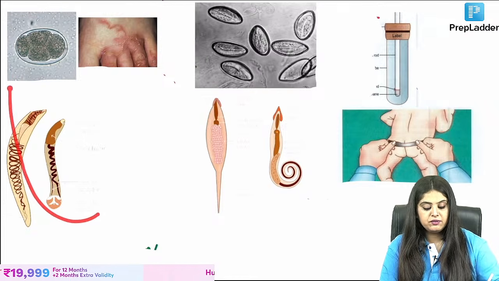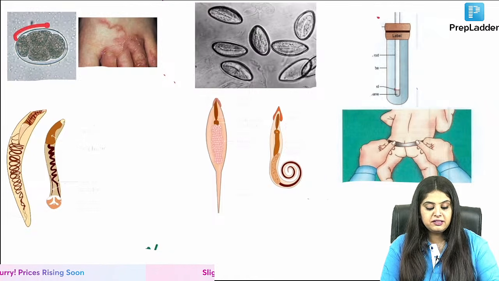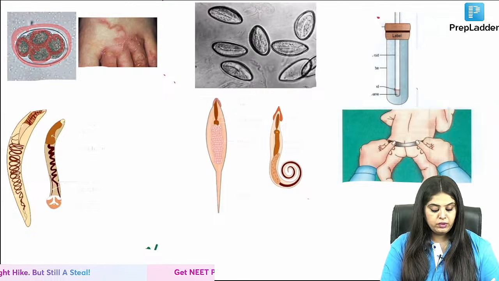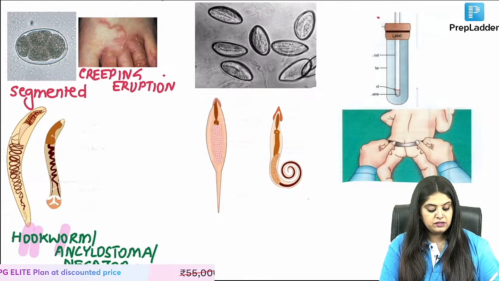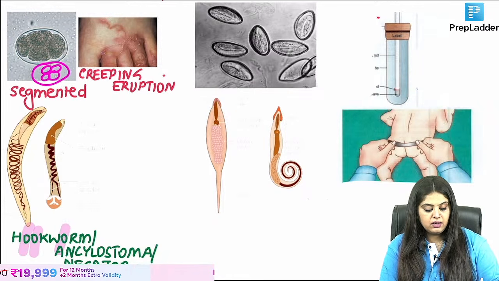Now coming to the next one. Ma'am, if this photo comes, which worm is it? When I see an egg and that egg has an O inside it, that is known as a segmented egg, the hookworm. The egg in which an O appears, like this, that is the O-type hookworm.